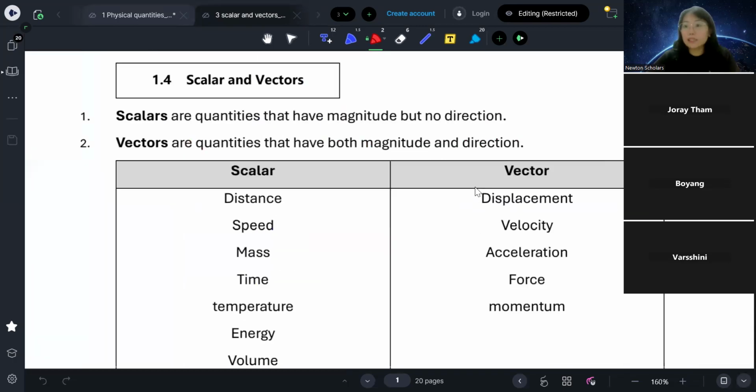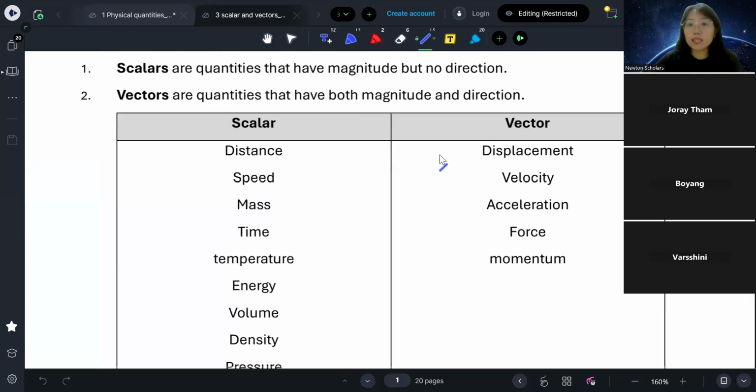Okay, scalar and vector. This one is easy, from Year 10 and Form 4 we learned. Scalar means we only have magnitude, no direction. Vector, we have magnitude and direction. We have to consider direction. So distance and displacement, this one we also know, right?